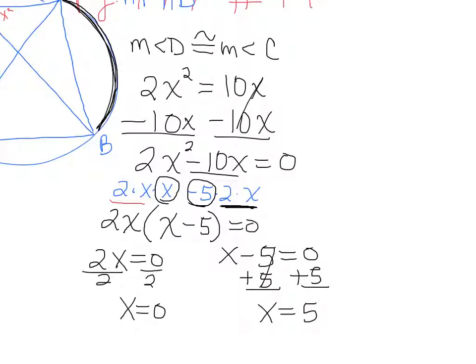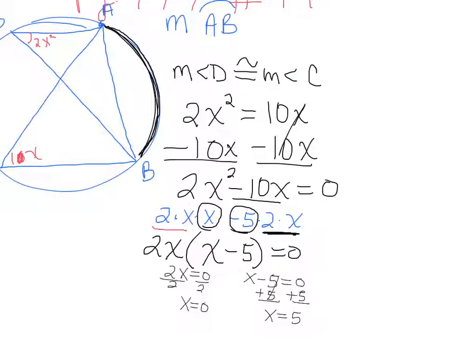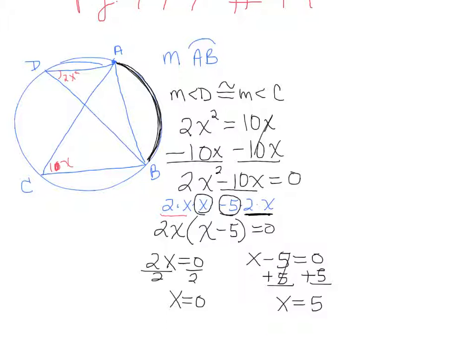So, can x be equal to 0? No. Why not? Because when you put 0 here, 10 times 0 equals 0, it's just 0, so there's no angle. Therefore, we cannot have x be equal to 0, but we can have x is equal to 5.